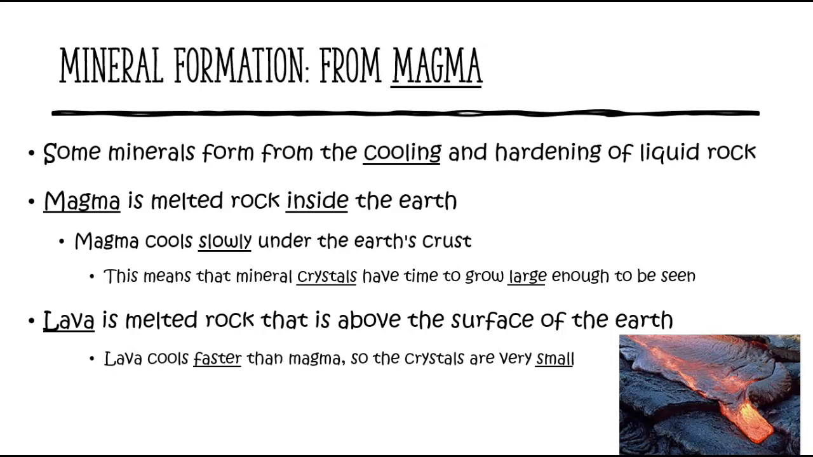On the other hand, we can also have minerals that form from magma that has come above the Earth's surface, which is now known as lava once it has reached the surface of the Earth. And the lava, because it is above the surface of the Earth, cools much faster than the magma, and therefore the crystals are really small. You can't really see them very well. If you looked at a mineral that was formed from lava, you might not even realize there were crystals in there because they are so small.